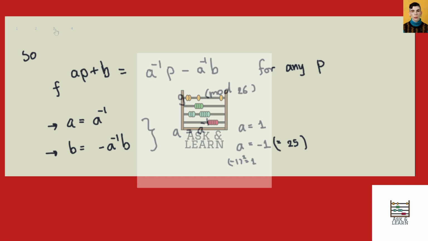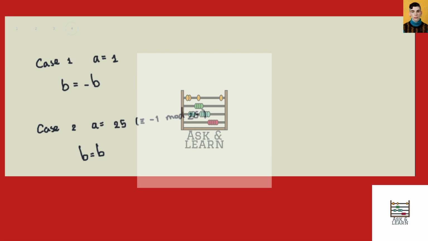And now let's go further. So we know that there are only these two cases. We look at them one by one. The first case, if a is 1, the second relation will give us that b is equal to minus b, and so 2b is 0 mod 26, and that has two cases as well. So b can either be 0 itself or half of 26, which is 13. And so in the first case we have two pairs, 1 0 and 1 13.